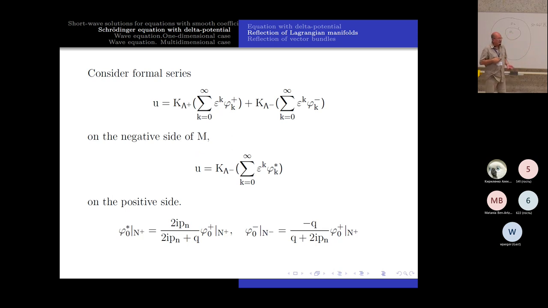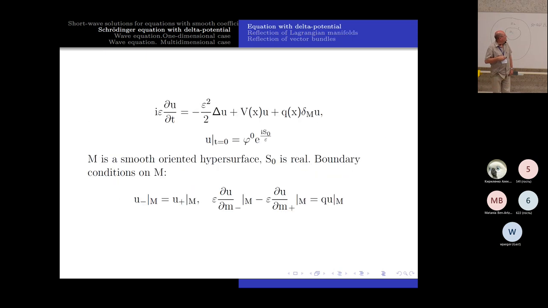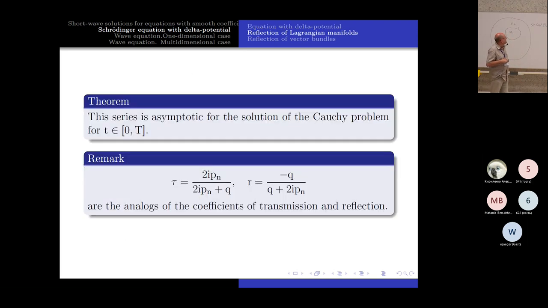The functions phi again can be computed by explicit formulas, and these formulas define the rules of reflection and transmission at the points of our surface M. Here Pn is the normal component of the momentum, and Q is the coefficient before the delta in our equation. The theorem is that the series is an asymptotic series for the solution of the Cauchy problem for any finite interval of time. These coefficients written down here are analogous to the coefficients of transmission and reflection for this case.